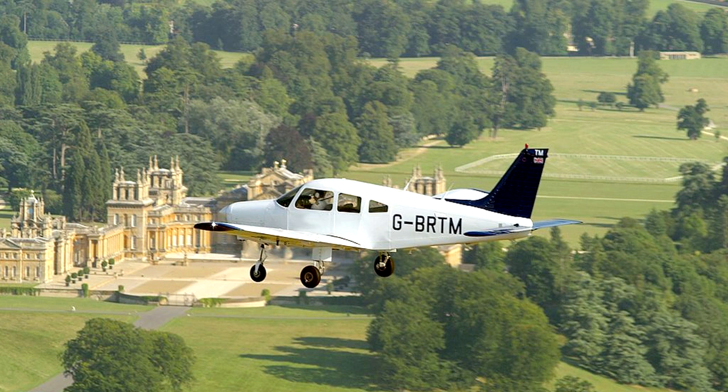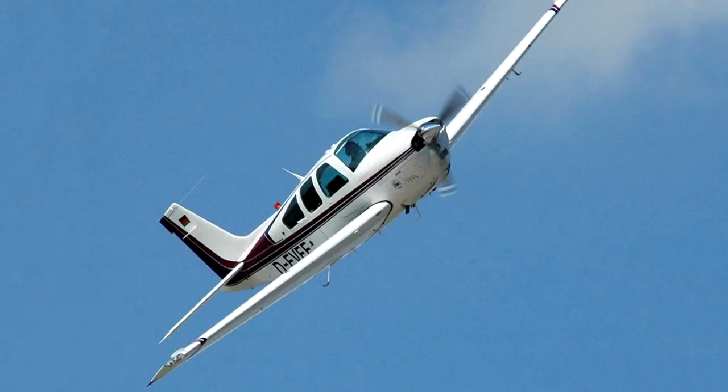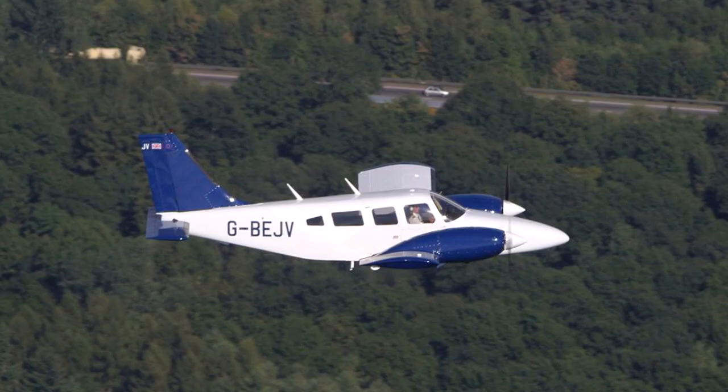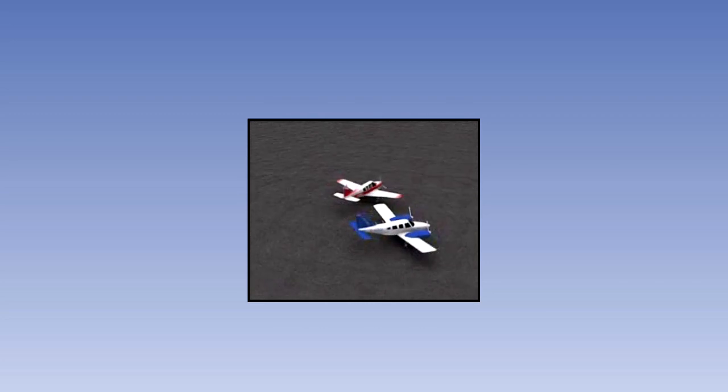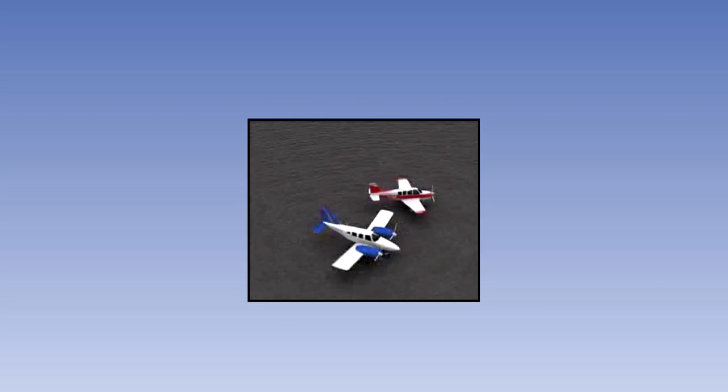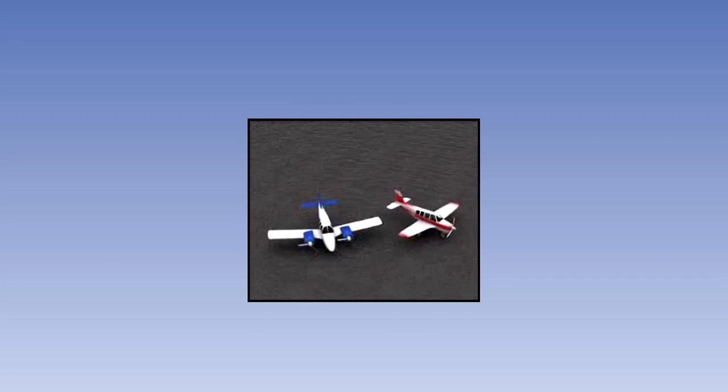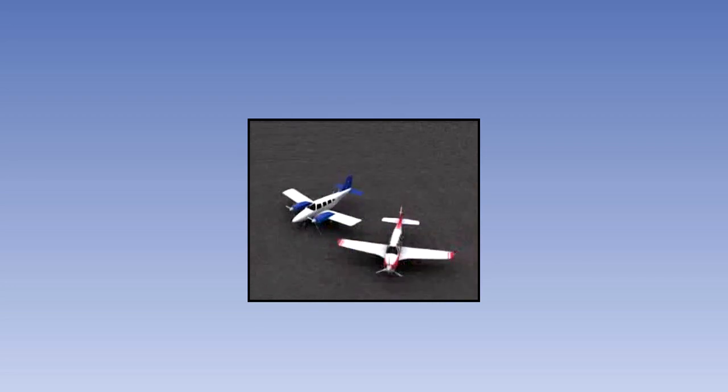Examples of this class of aircraft are the PA-28 Piper Warrior, the Beechcraft Bonanza, and the twin-engined Piper Seneca. The single-engined airplane we will be using when analyzing this class is the Beechcraft Bonanza. The multi-engined aircraft will be the Piper Seneca II, as shown here.